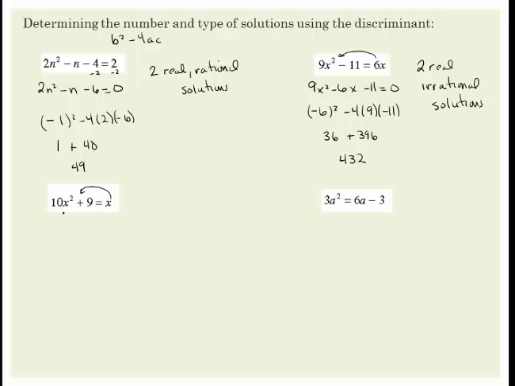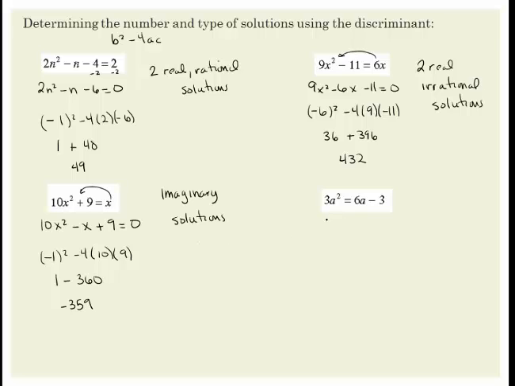Next equation, I move my x over. I have 10x squared minus x plus 9 equals 0. Negative b squared minus 4 times a times c. So I have 1 minus 360. That gives me negative 359, and so I will have imaginary solutions.